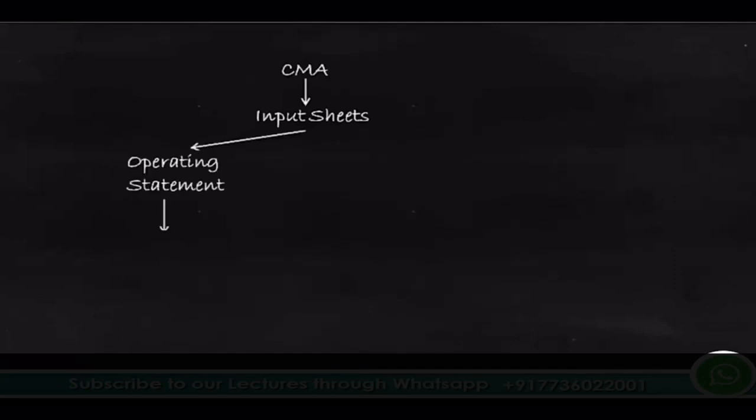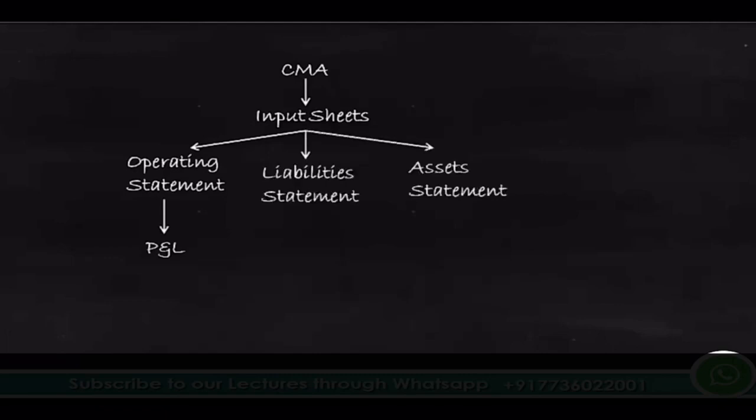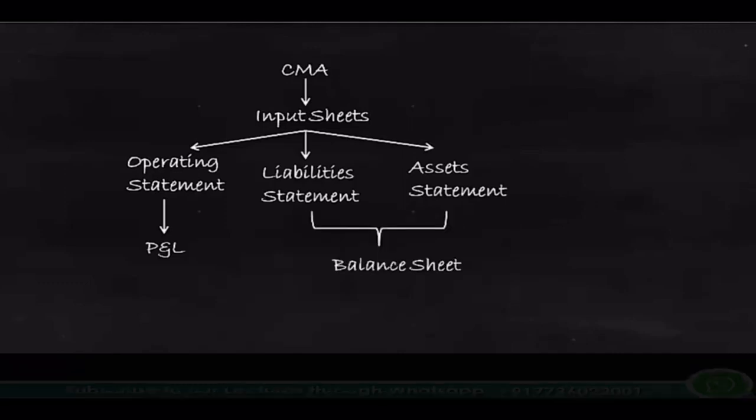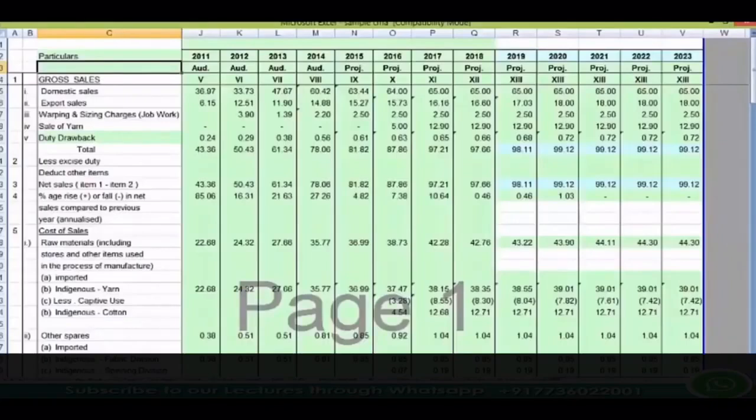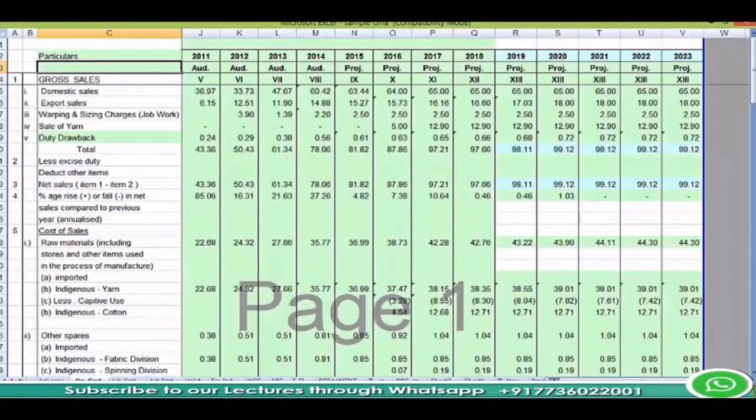So the CMA will have 3 input sheets. The first sheet is called operating statement, which is nothing but transferring all the data from the profit and loss statement of the customer. The second statement is called liability statement, and the third statement is called asset statement, and details for all these will be lifted from the balance sheet. We'll see how a typical CMA will look. This is how a typical CMA will look.